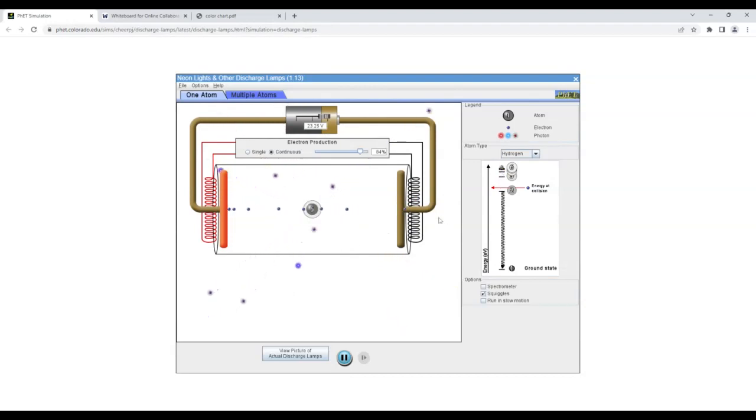Okay, but what's happening now is it's jumping up to all of the different excited states, and that's because there's enough energy. Oh, there's a red one, finally. But there's enough energy from these working together that the energies are combining and reaching higher states.